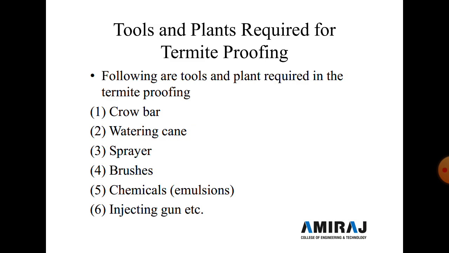Then the last point we discuss is tools and plants required for termite proofing. So here mainly six types of tools and plants are required. First is a crowbar, then watering can, sprayer, brushes, chemical or emulsions, and injecting guns. So these are the different tools and plants required for termite proofing. So here we complete our topic, termite proofing. Thank you.